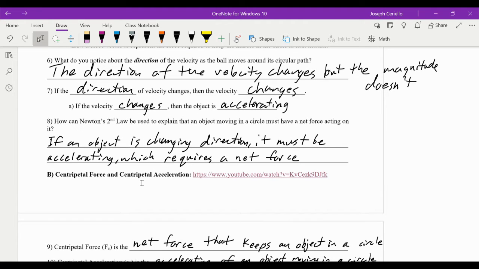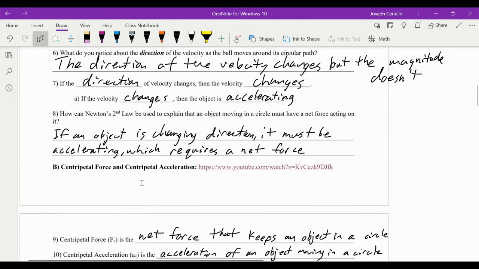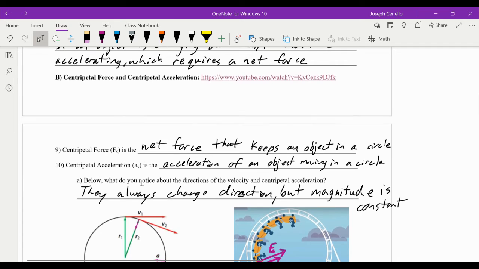Here's an excellent video. Watch it again about centripetal force and centripetal acceleration. So centripetal force is the net force that keeps an object moving in a circle, and it always points toward the middle of the circle. Centripetal acceleration is the acceleration of an object moving in a circle.